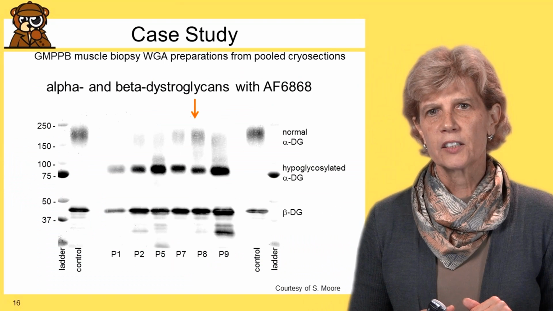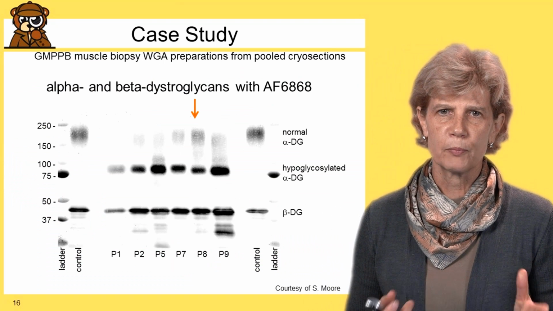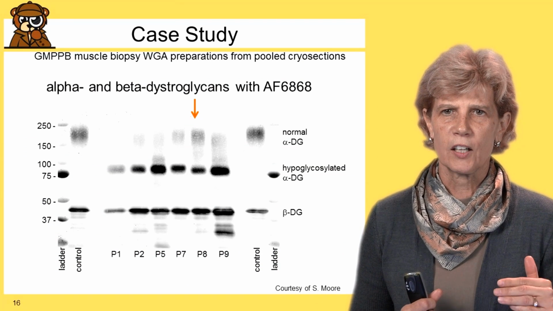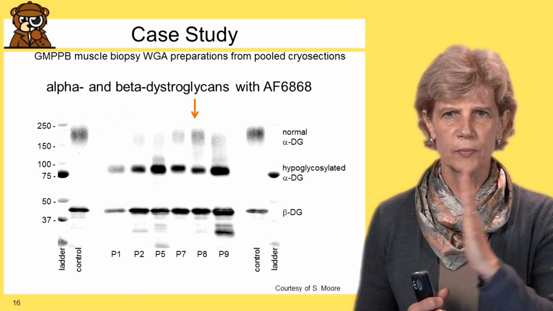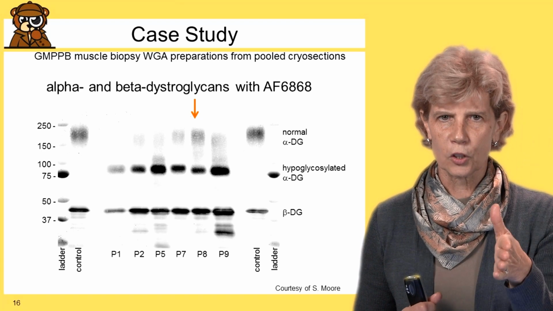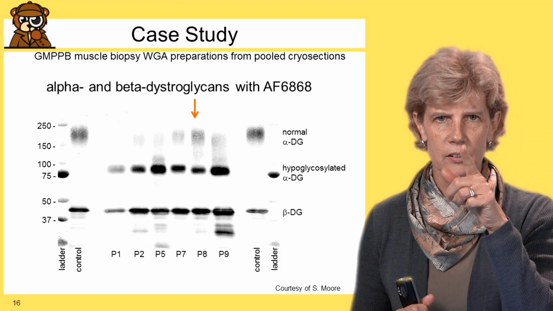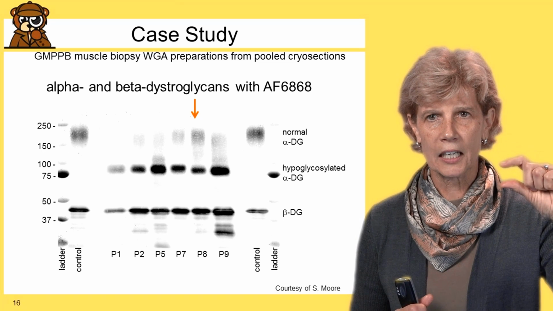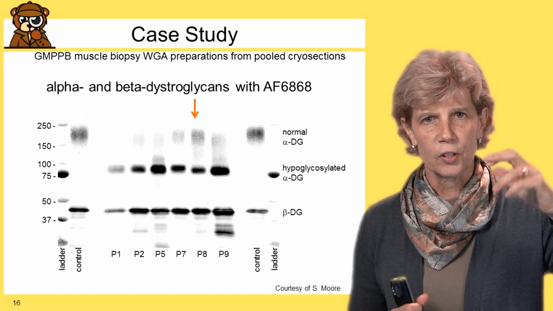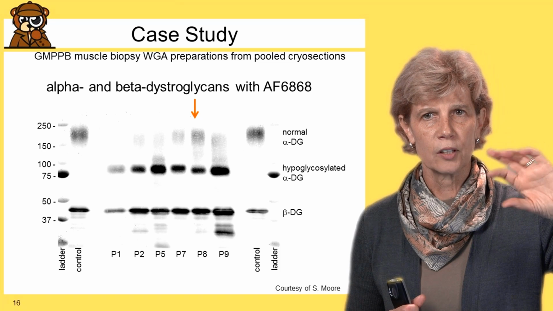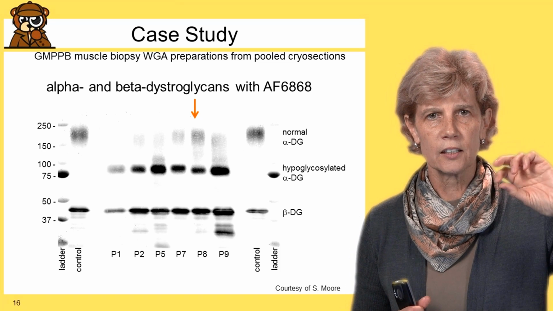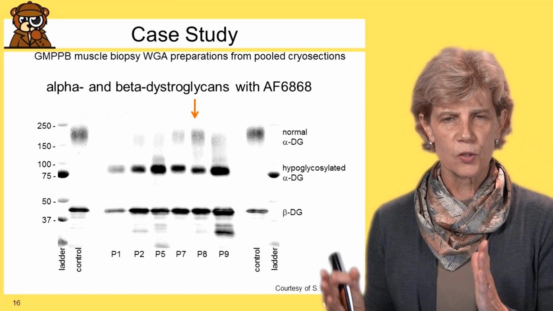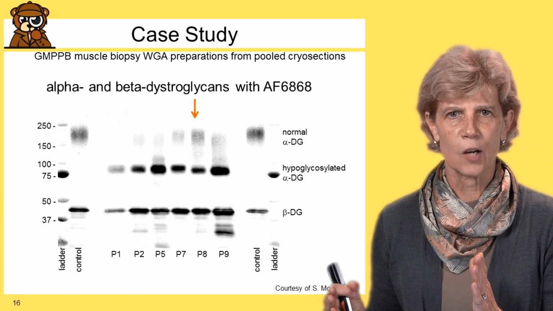Steve Moore's lab went ahead and did Western blots. So I think you're familiar with some other Western blots. In this case, we're looking at the glycosylation of alpha-dystroglycan. The columns from left to right, there's a ladder and then the control patient. And you can see at around the 250 range, there's a smear of normal glycosylated alpha-dystroglycan. So there is a normal range of the amount of sugar on alpha-dystroglycan, and so you see that smear. From P1 through P9 are patients with suspected or known alpha-dystroglycanopathies.